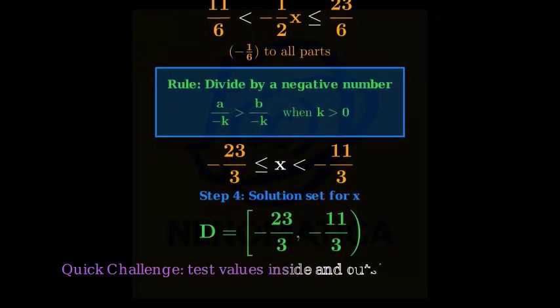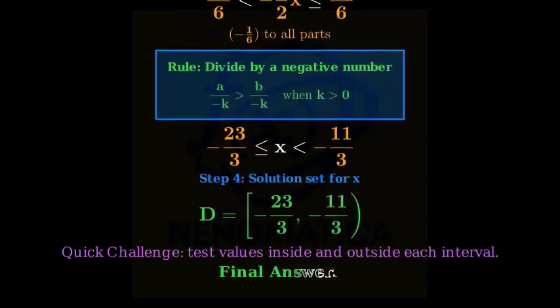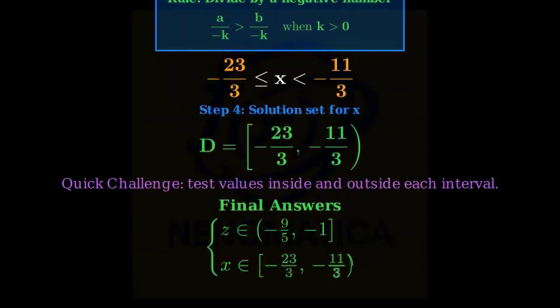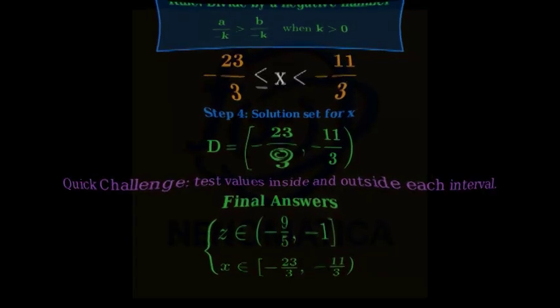Quick challenge. Pick a test value inside each interval and one outside each interval to verify the truth of the inequalities. Final answers. z is in the open interval from -9/5 to -1 inclusive. x is in the closed-open interval from -23/3 to -11/3.